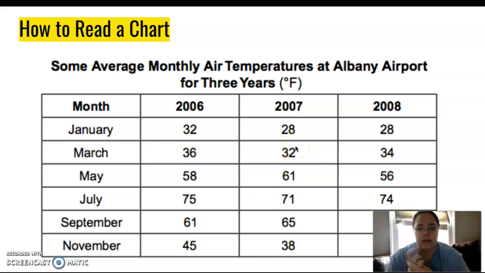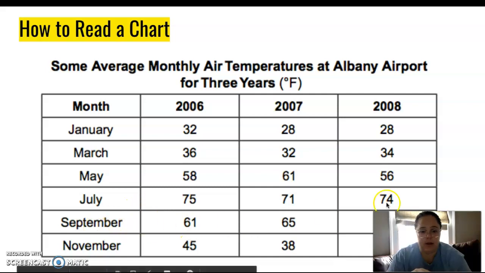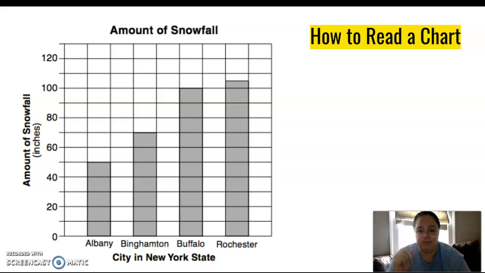I want you to find the average temperature of September 2008. So find September, find 2008, and then find where they cross. So 2008, September, should have got 64. Okay. Here's another example of a chart.